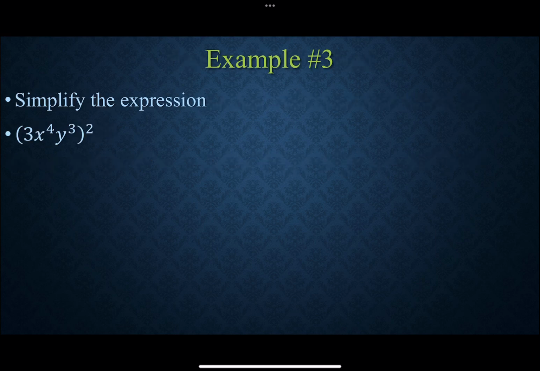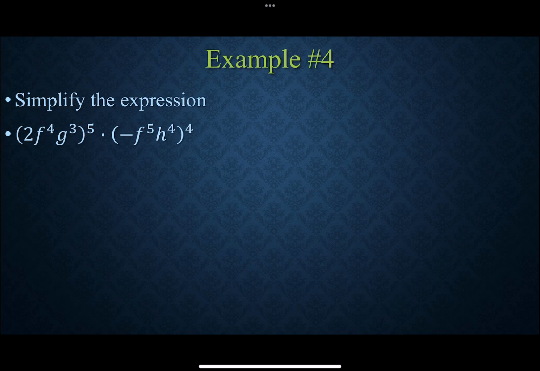So here we would be doing 3 squared, x to the fourth squared, y cubed squared. 3 squared is 9. x to the fourth squared is x to the 8th, y cubed squared is y to the 6th, so it's 9x to the eighth, y to the sixth.